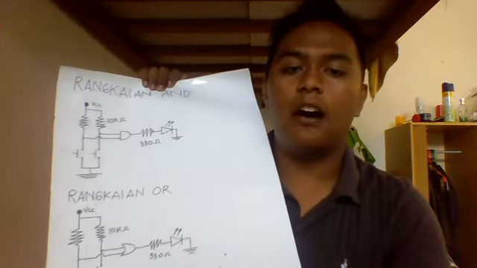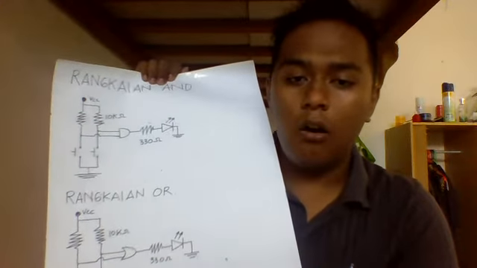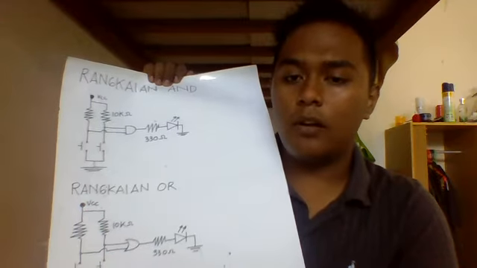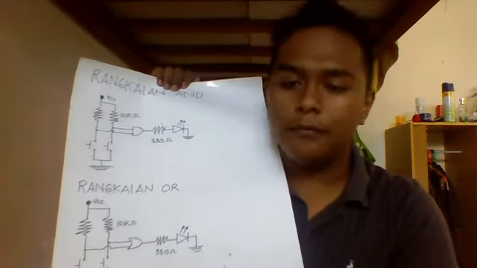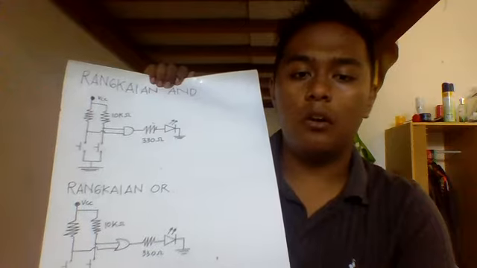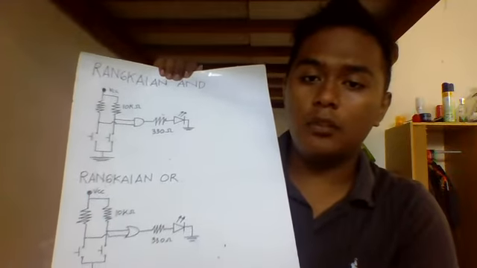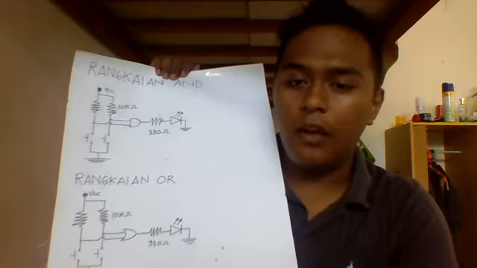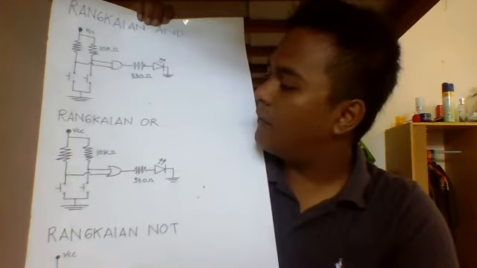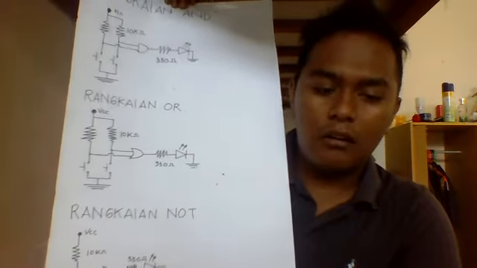When both switches are closed, or 1, then the output is 1 and the LED will light up. And if one or both of the switches is open, then the output logic value is 0 and the LED turns off.